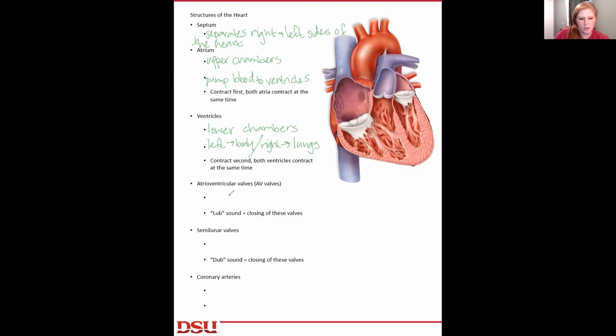Now let's look at the atrioventricular valves, or the AV valves. These separate the atrium from the ventricles, hence atrioventricular. It kind of has its name for what it does right there.